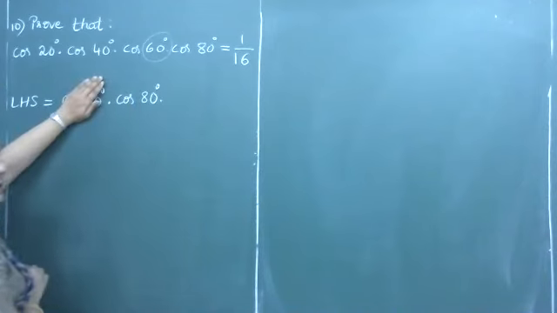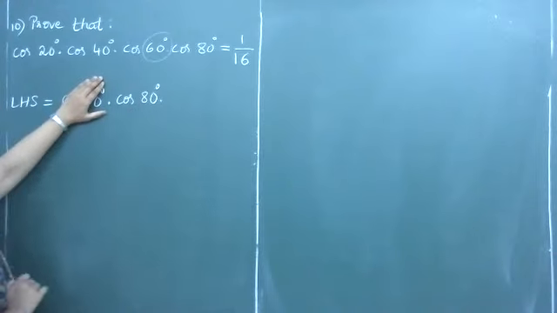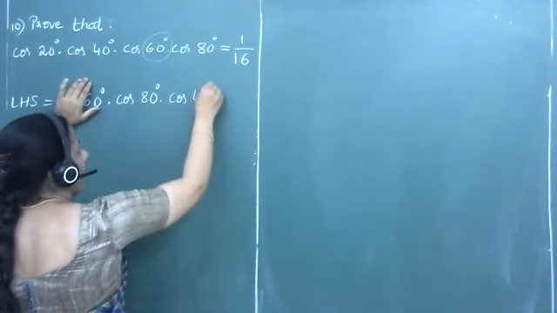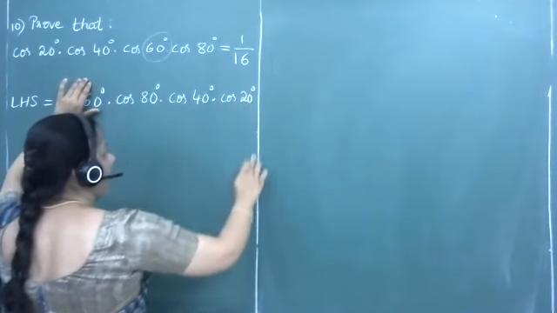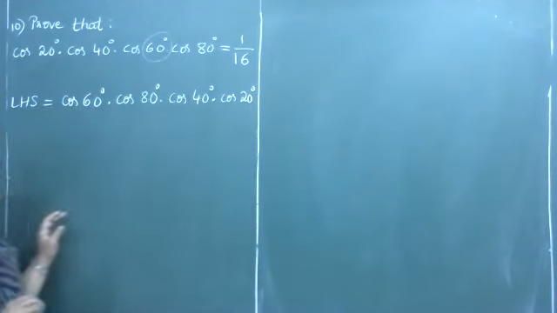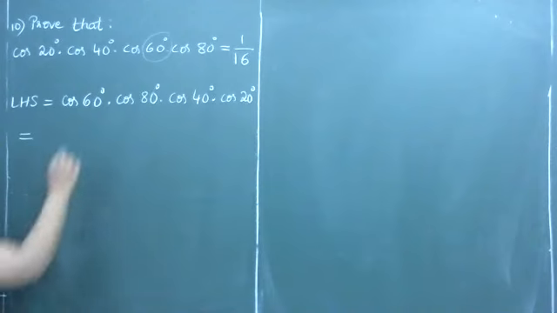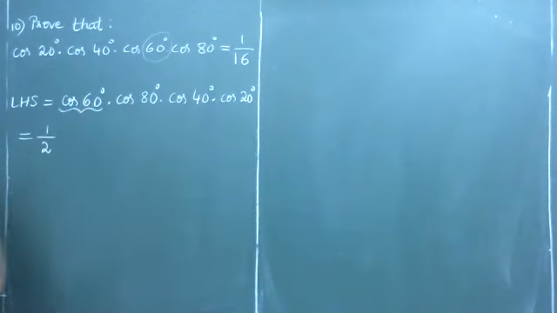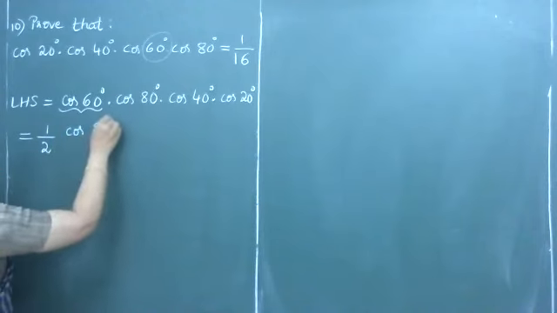You are not calling here cos 60 degrees as the first. Instead, we should consider cos 80 degrees as the first factor. Then the second factor, I will consider cos 40 degrees. So the last will be cos 20 degrees. I have tried to rearrange the terms so that the angles come in descending order. This is only for our convenience. And I can substitute the value for cos 60 degrees as equal to 1 by 2. Cos 80 degrees, we shall retain as it is.